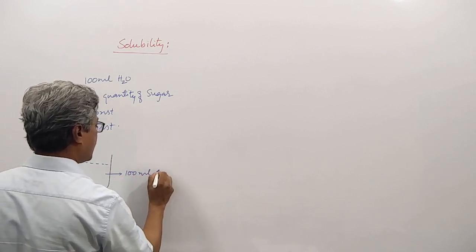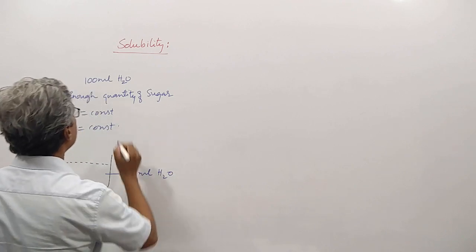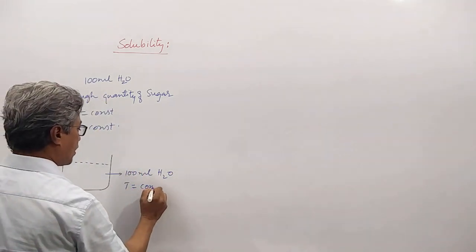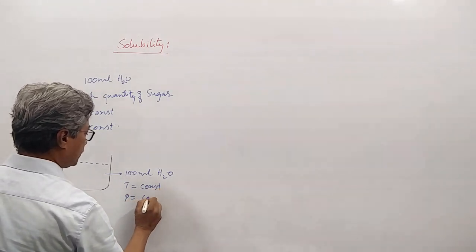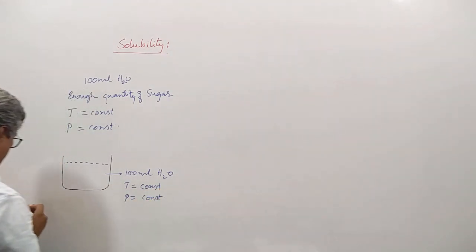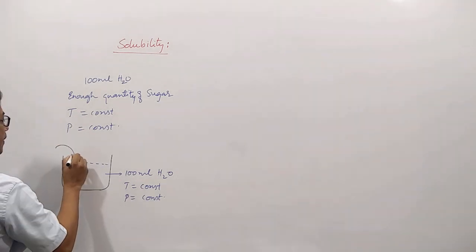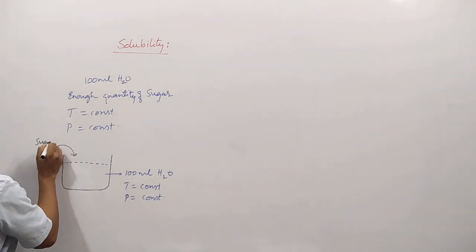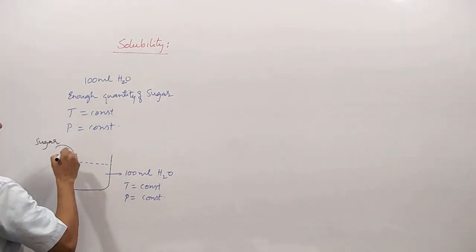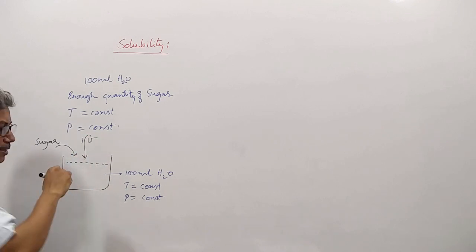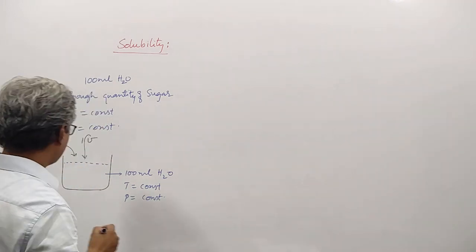Now this is 100 ml water at the given temperature T, and T is constant and pressure is also constant. Now what we do is, we add sugar into it. Say we take 1 teaspoon of sugar and add it into this. What happens? Upon stirring, sugar dissolves.